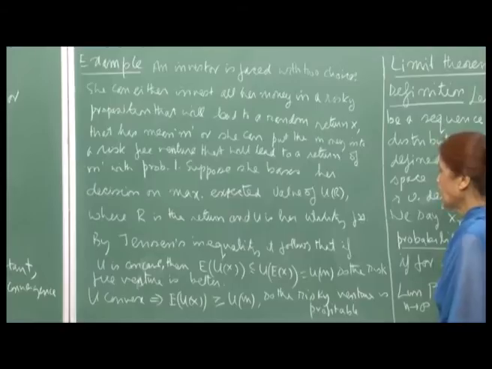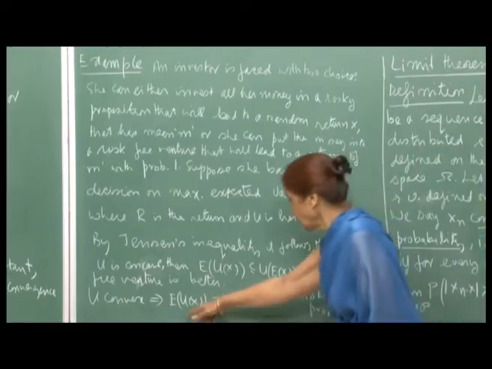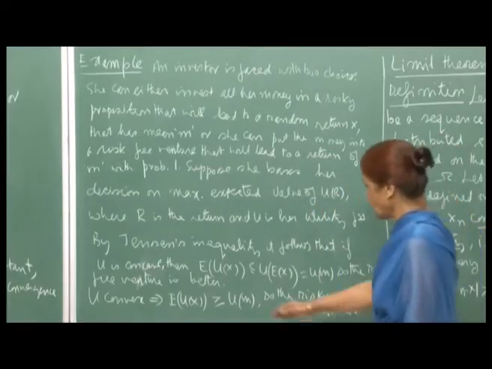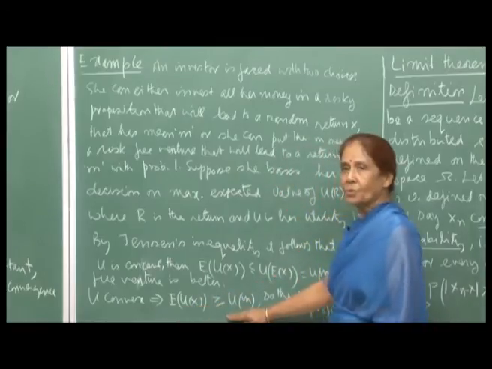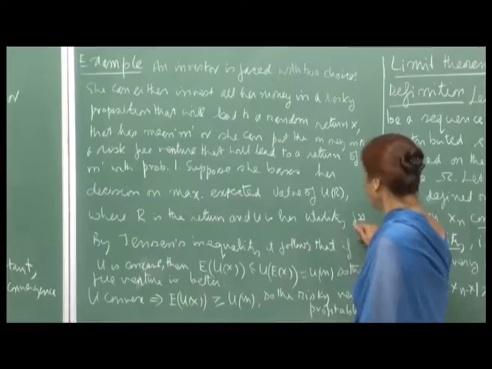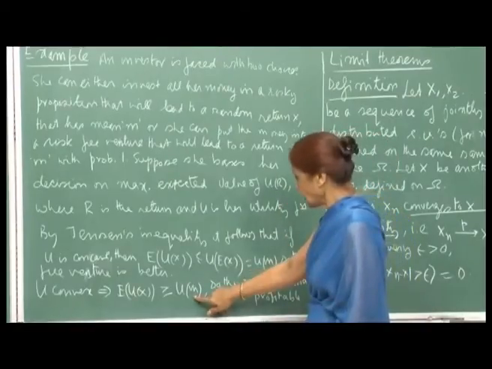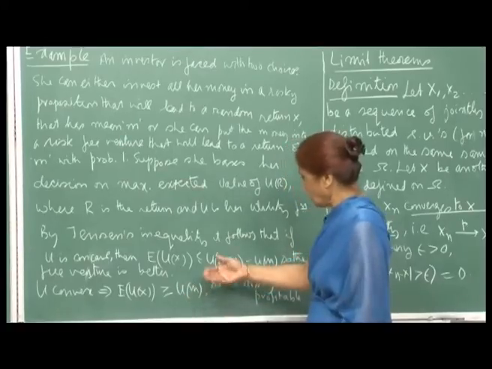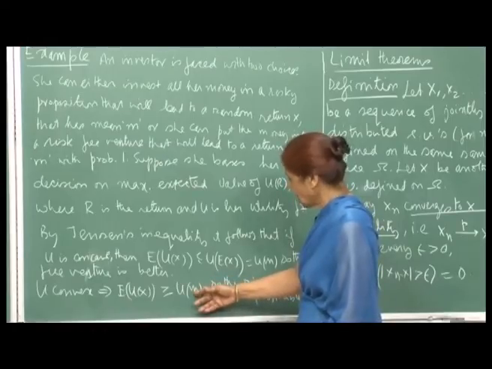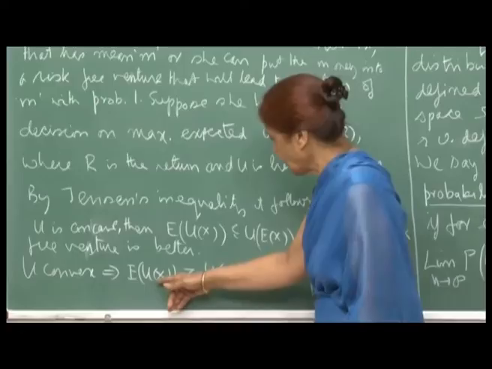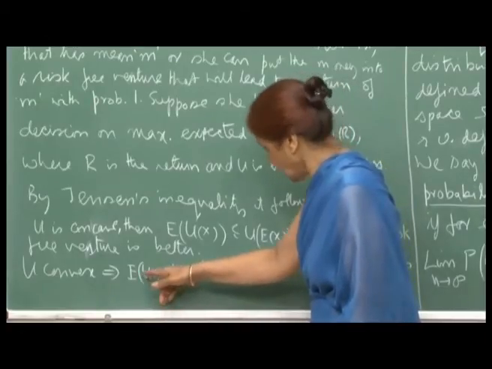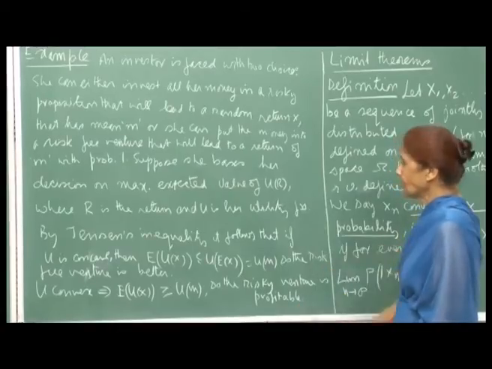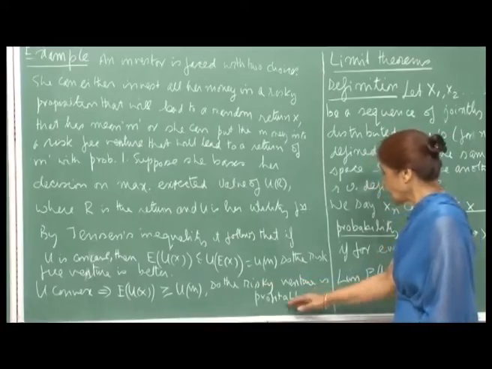Now, if u is convex, then E[u(x)] will be greater than or equal to u(m). So, the risky venture is profitable, because the expected return here would be greater than or equal to u(m). Here u is her utility function, and in the risk free venture she gets exactly m returned. So this is the utility to her of the return from the risk free venture, and x is a random return. So E[u(x)] will always be greater than or equal to u(m) in case the utility function is convex. Therefore, the risky venture is profitable.